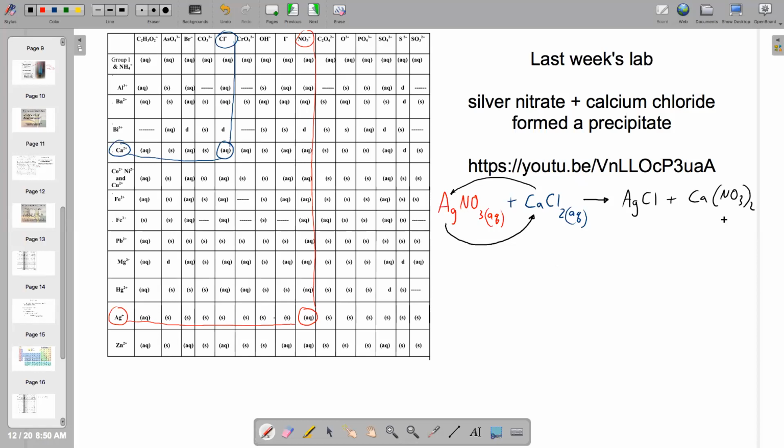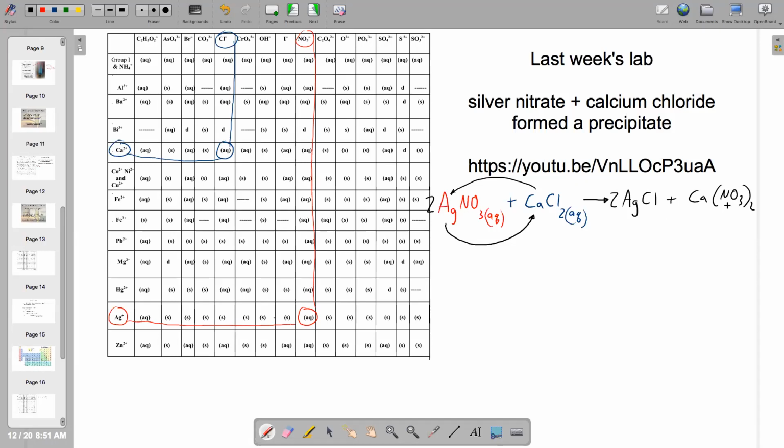And this equation is not balanced. We can balance the equation. So you're going to need a 2 in front of the silver nitrate, and let's see, a 2 in front of the silver chloride. So that balances the equation. 2 silver nitrates and 1 calcium chloride make 2 silver chlorides and 1 calcium nitrate.